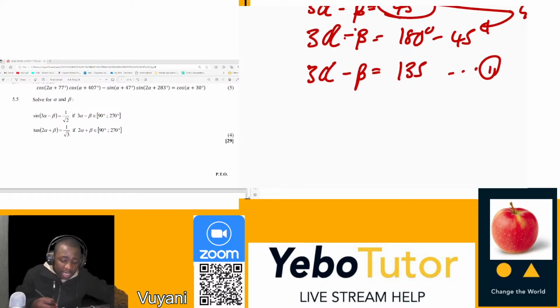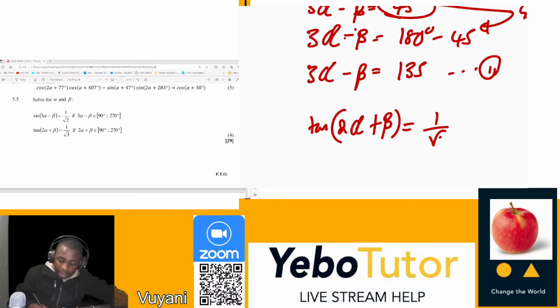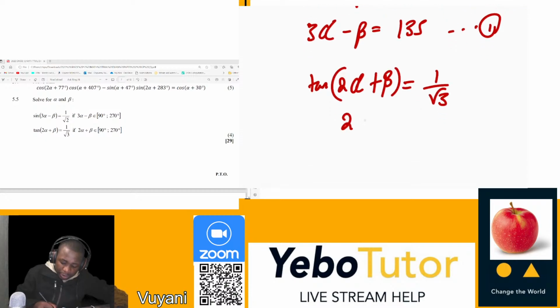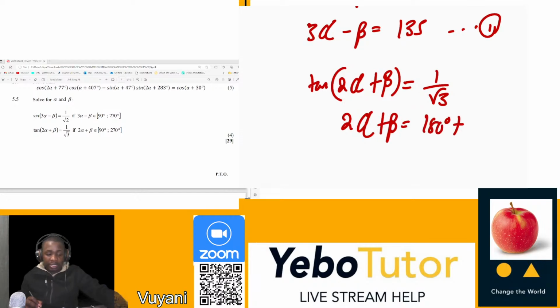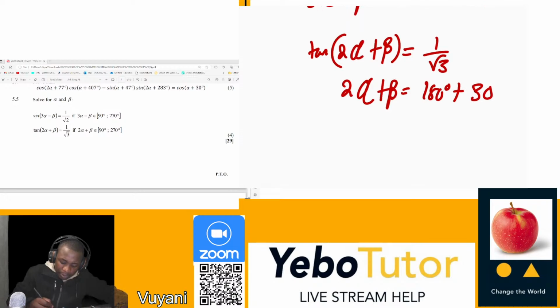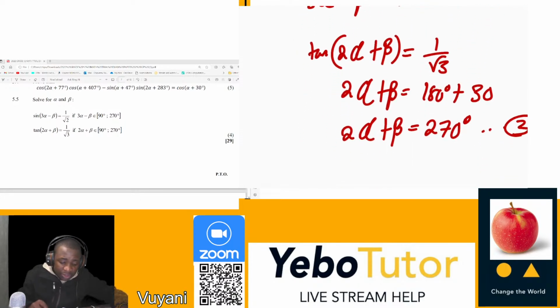Then now we look for tan. Of course, tan of 2 alpha plus beta is equal to 1 over root 3. Then we do the same thing. Then it will be tan of 2 alpha plus beta is equal to 180 degrees plus the calculated angle. So tan inverse of 1 over root 3 gives us 30 degrees there. Therefore we have 2 alpha plus beta equal to 210 degrees. Then this will be our equation number 2. From that, we can now solve these equations fast.